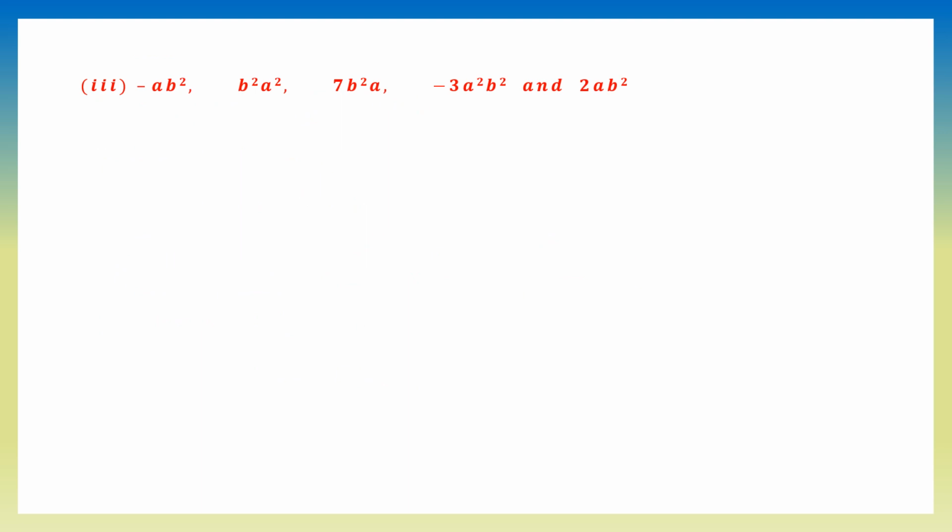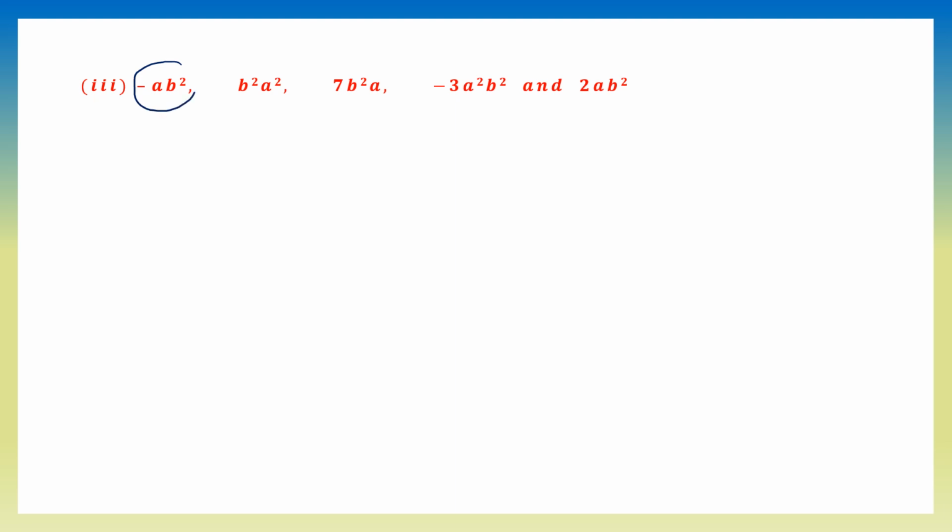Question 3. Now here we have minus ab square. So 1a and 2 b's. This is not the same because here there are 2 b's and 2 a's. We are looking out for 1a and 2 b's. So can you see here 1a and 2 b's? Order is different. So these two are like terms.